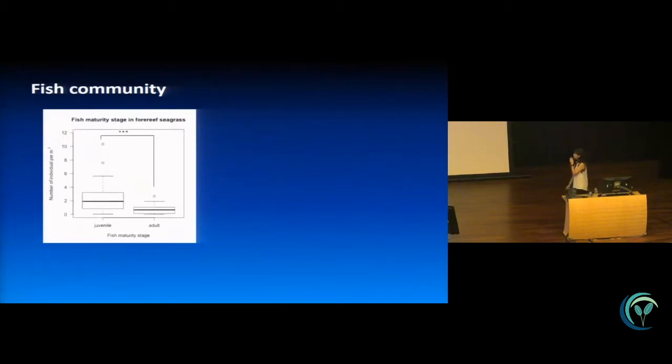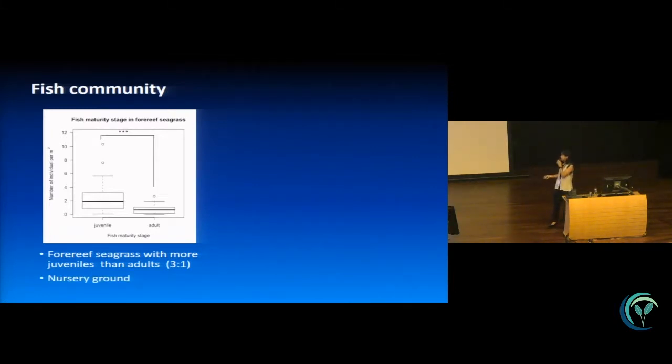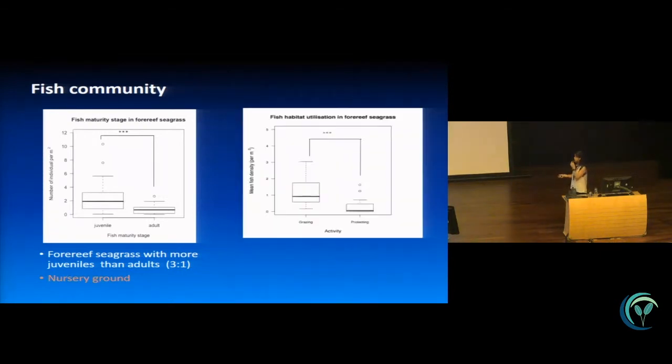And secondly, we also assessed the maturity stage. We found that the juveniles are actually 3-fold higher than the adults in the seagrass. This means that the seagrass is very, very important, and some studies have suggested it is a nursery ground for most of the fish, even the coral reef fishes.